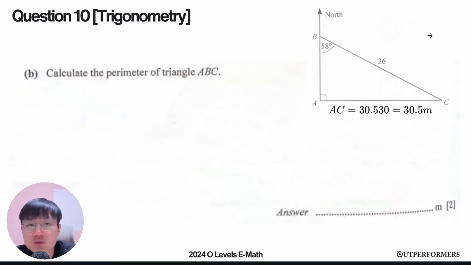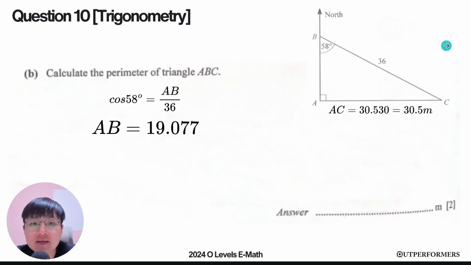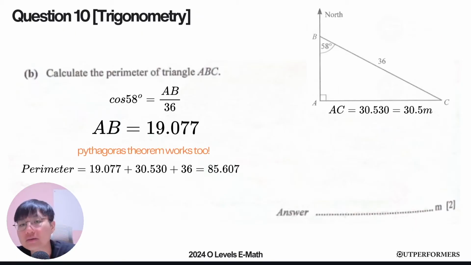Moving on to part B. Okay, so we already found AC over here, and the question wants us to find the perimeter ABC. So the only thing we are lacking is AB, right? So there are two ways to do it. Either you do it in the Pythagoras theorem way, or you can still stick to your SOH CAH TOA. So this is the A, this is the H. So you can make use of cosine 58 equals AB over BC, cross multiply to get AB, and then put them together as your perimeter.